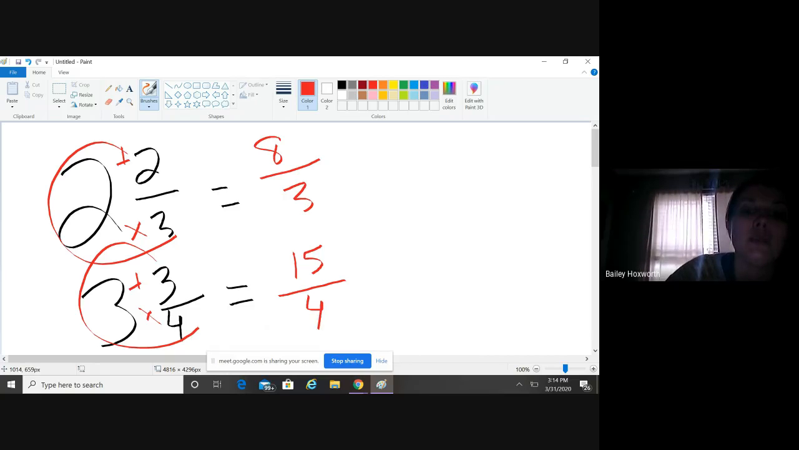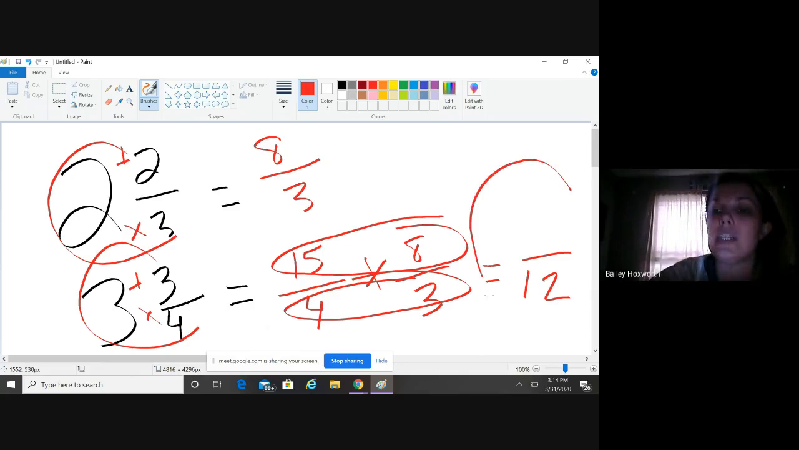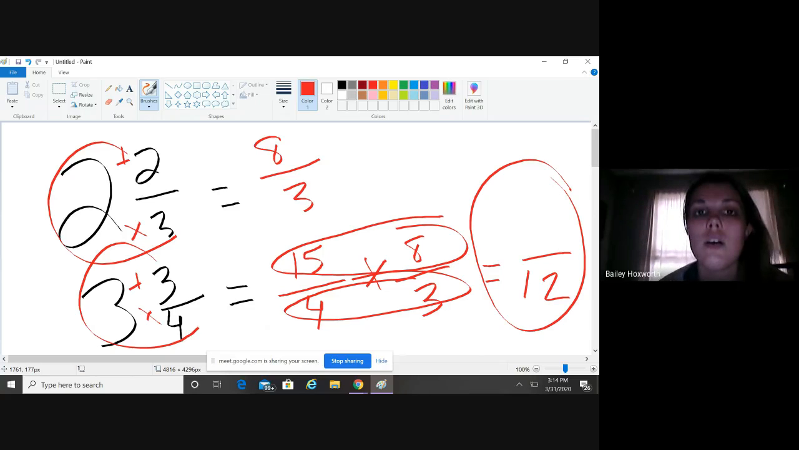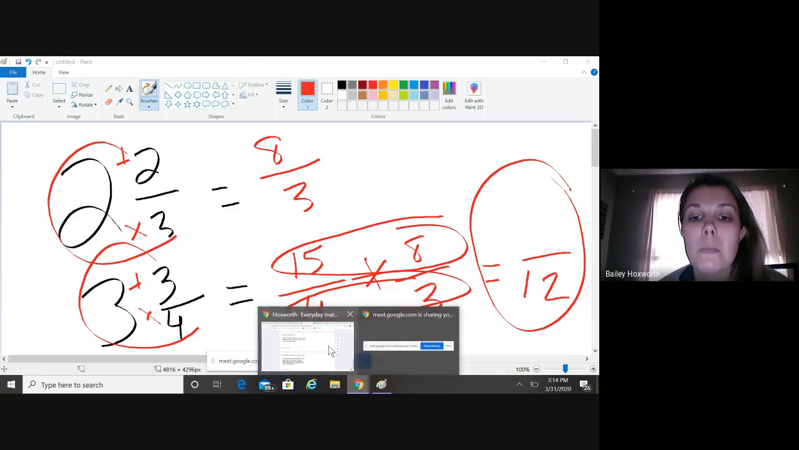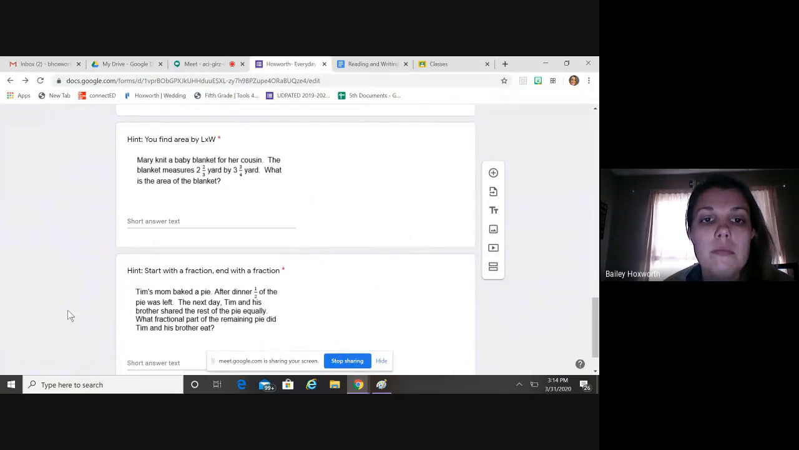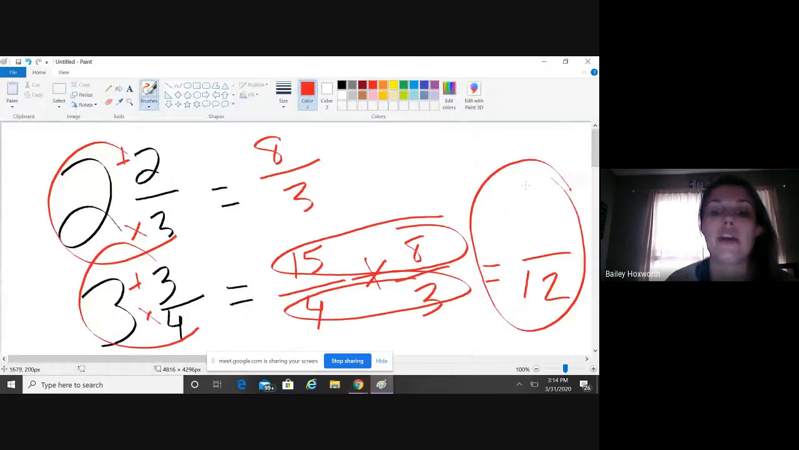Now I'm ready to multiply. Remember, when you multiply, you go straight across. So 5 times 8 equals something. 4 times 3 equals 12. You're going to put this answer into the computer because you have to leave your answer as an improper fraction. Press pause. Go back and press pause if you need to so you can get this information while you're answering your problems.